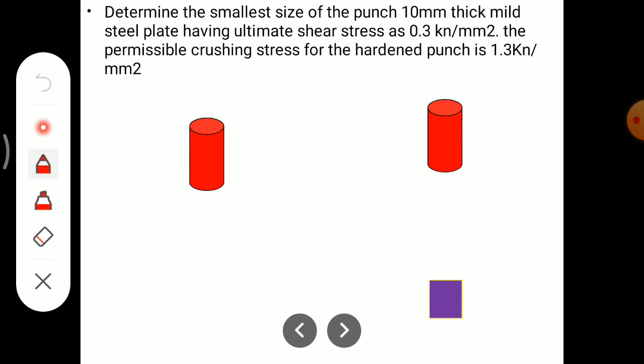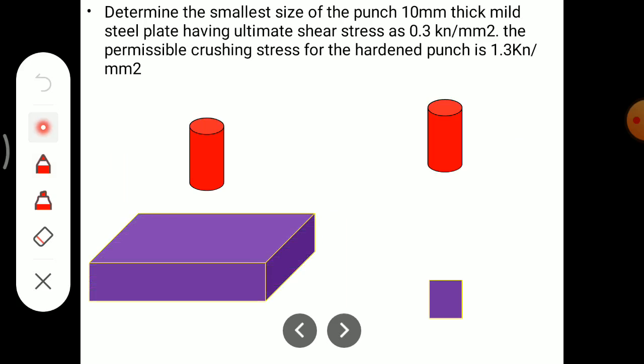Now first of all, before going to solve the problem, we will understand what is meant by the punch and what we have to find out in this problem. The first thing is to determine the smallest size of punch. This is a punch and we have to calculate the diameter for the punch, and that punch is going to punch this plate, and this plate has thickness 10 mm and the material of this plate is mild steel.